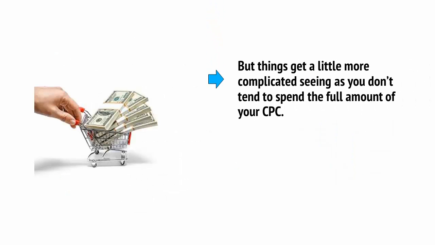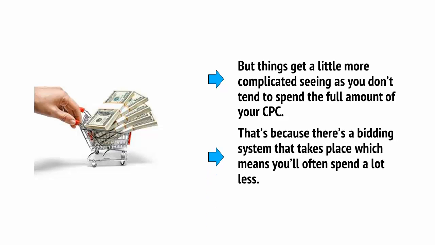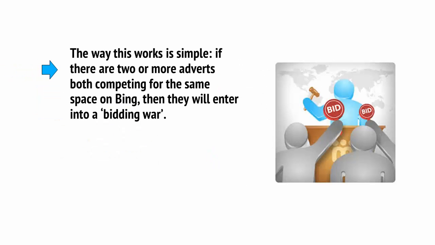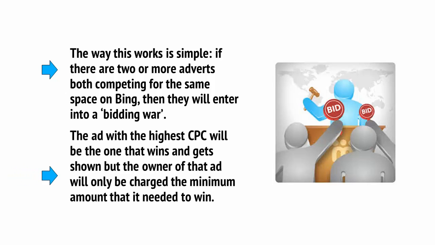But things get a little more complicated, seeing as you don't tend to spend the full amount of your CPC. That's because there's a bidding system that takes place, which means you'll often spend a lot less. Now, the way this works is quite simple. If there are two or more adverts both competing for the same space on Bing, then they will enter into a bidding war. The ad with the highest CPC will be the one that wins and gets shown, but the owner of that ad will only be charged the minimum amount that it needed to win.